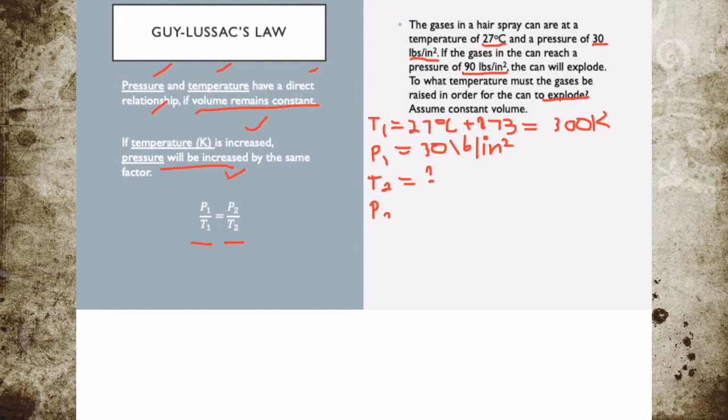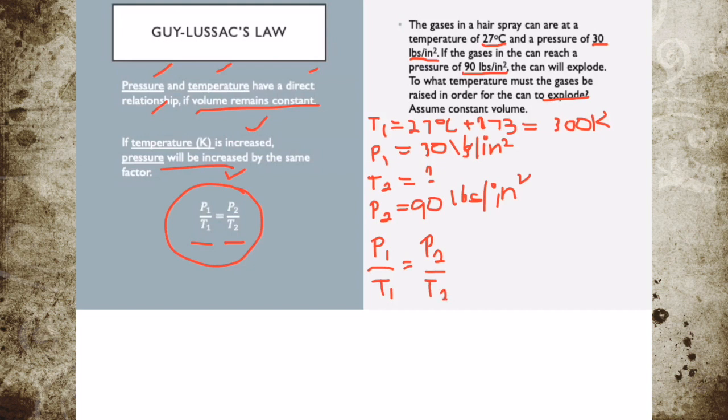and pressure 2, which is 90 pounds per square inch. Using the formula, P1 over T1 equals P2 over T2. Rearranging that, we have P1 times T2 equals P2 times T1. Since we need T2, we will move P1 to the other side of the equation. Therefore, T2 is equal to P2 times T1 over P1.